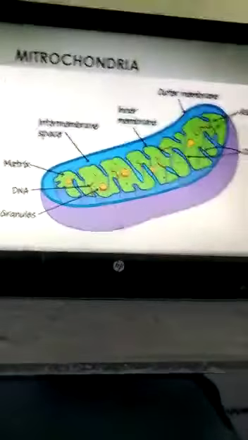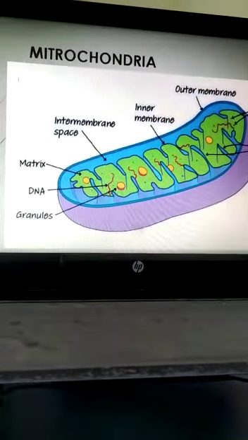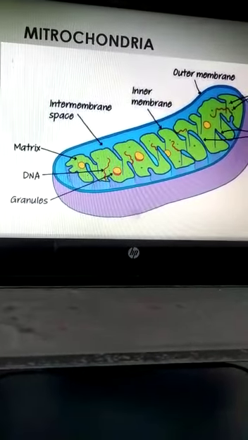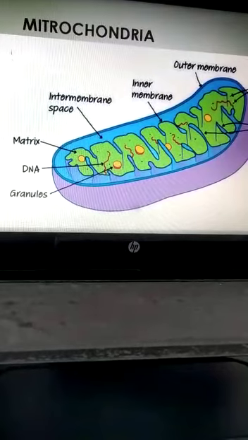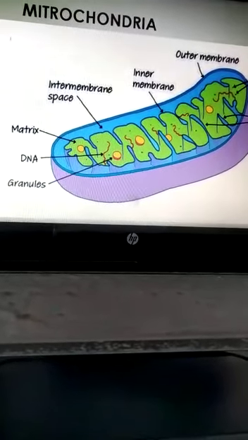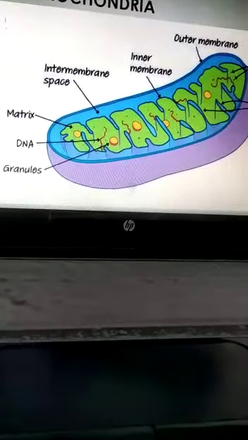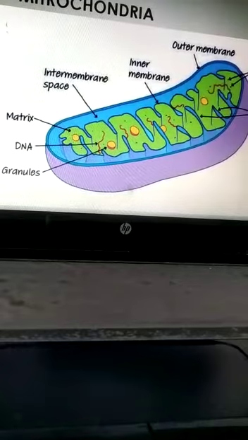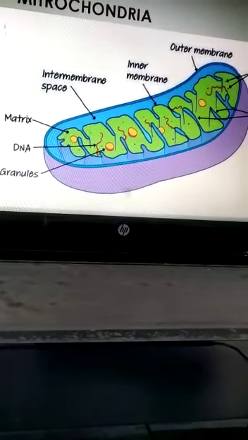Next is the mitochondria. Mitochondria have the ability to make their own protein. They are rod-shaped cell organelles surrounded by a double membrane.